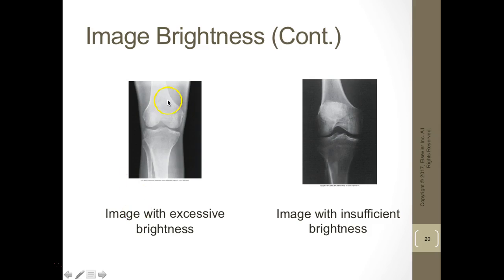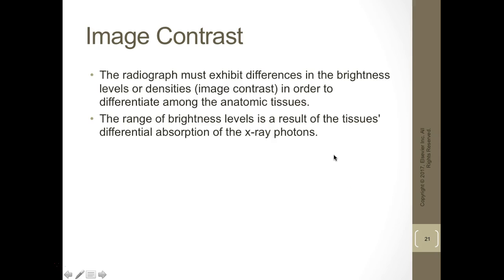We need to have sufficient brightness to visualize anatomical structures of interest. Here you can see it looks like a pretty good knee to me. Then an image with excessive brightness: I can see trabecular lines, and it looks pretty diagnostic to me, but it is a little bright. And then you can see here, this is without enough brightness. It's pretty dark, so we'd be able to window that. And in film days, we couldn't fix that.